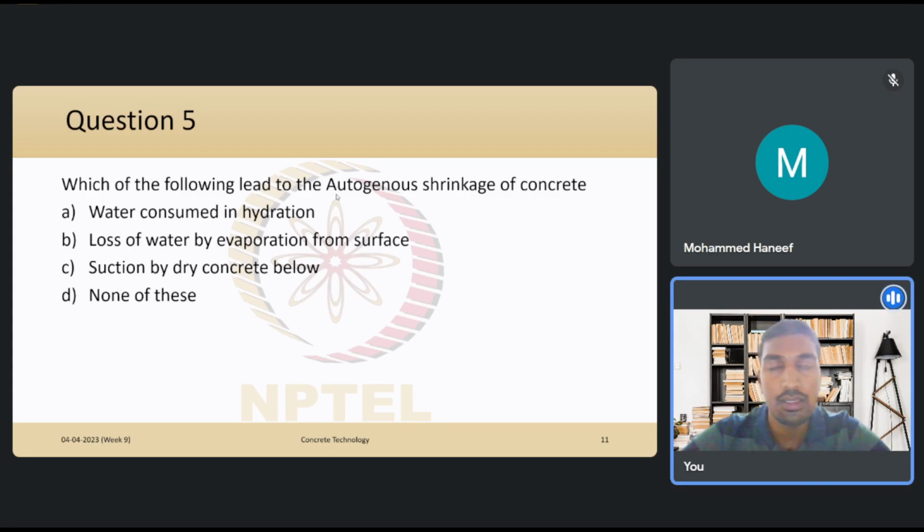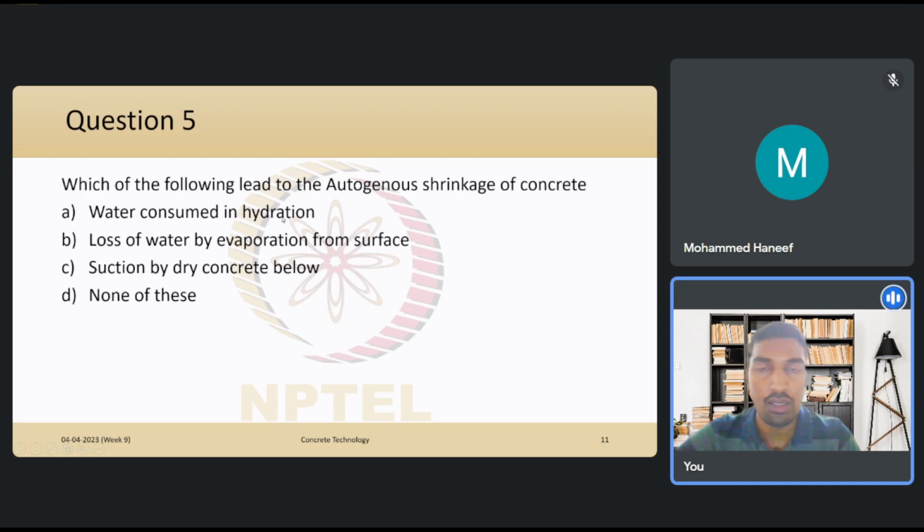which means that there is no interaction with the environment, right? So there is no evaporation or addition of water which is causing this shrinkage. It has to do with the internal processes, right? So what's happening inside the specimen, because it is a sealed specimen. So the water is consumed during the hydration process, right? We know water is required, and during the hydration process, water will be consumed, and because of this consumption, there will be a reduction in the water.